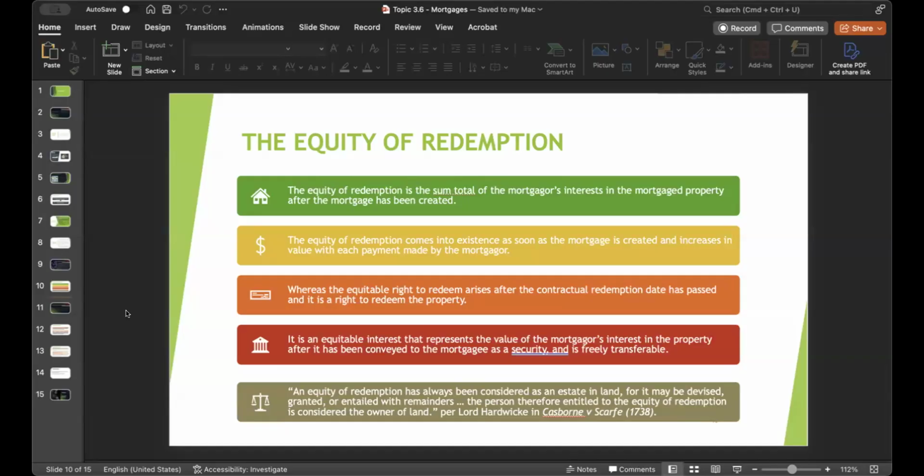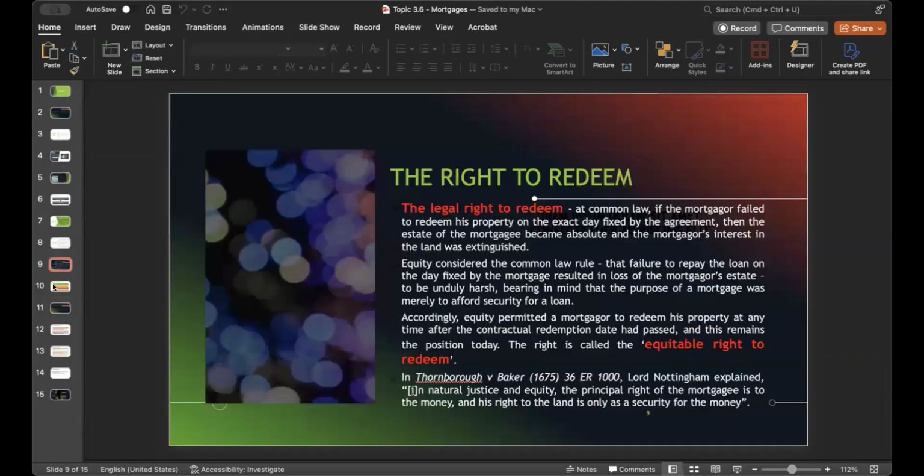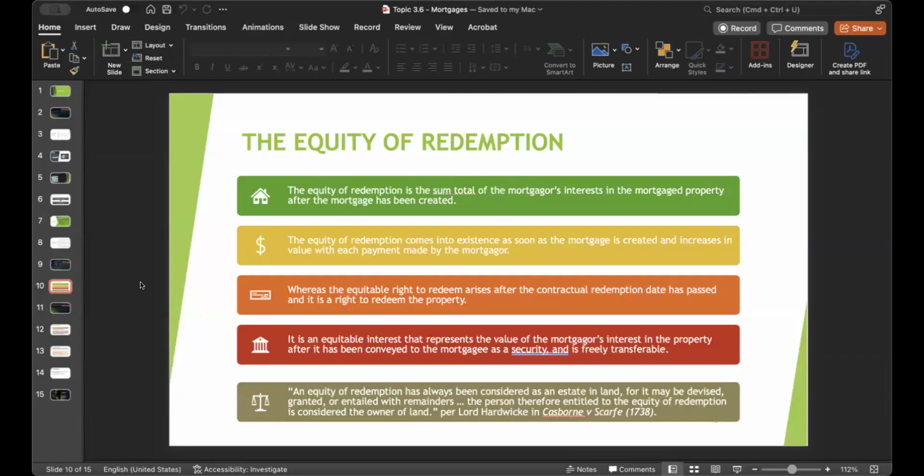This is the equity of redemption that we mentioned before. Well, actually, this is different. So the equity of redemption, you could just read through it. All the information really is here for you. It's really the sum total of the mortgagor's interest in the mortgage property after the mortgage has been created. The equity of redemption comes into existence as soon as the mortgage is created and increases in value with each payment made by the mortgagor.